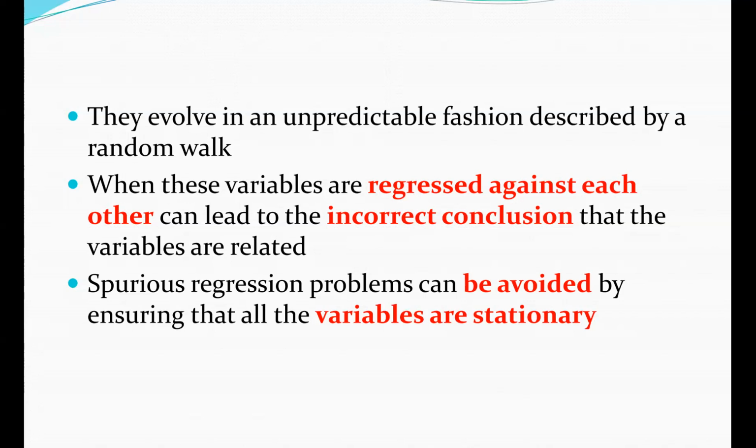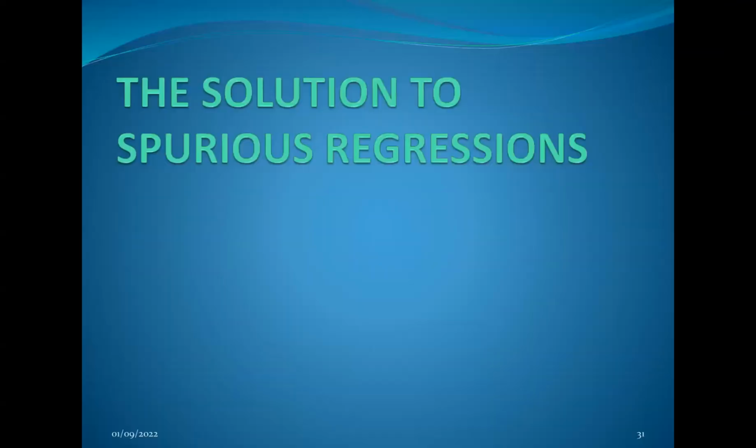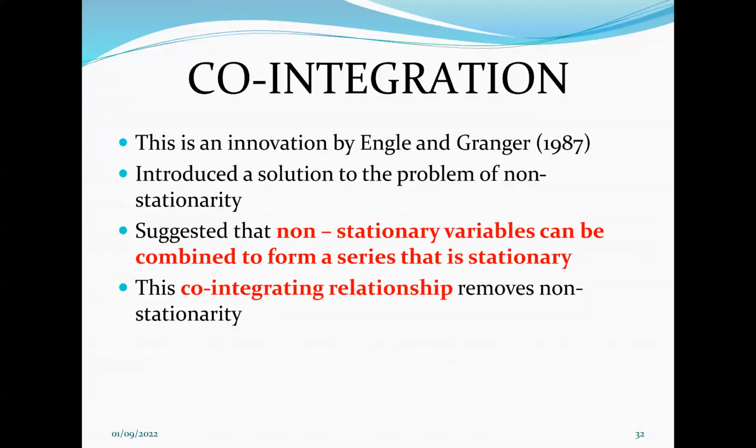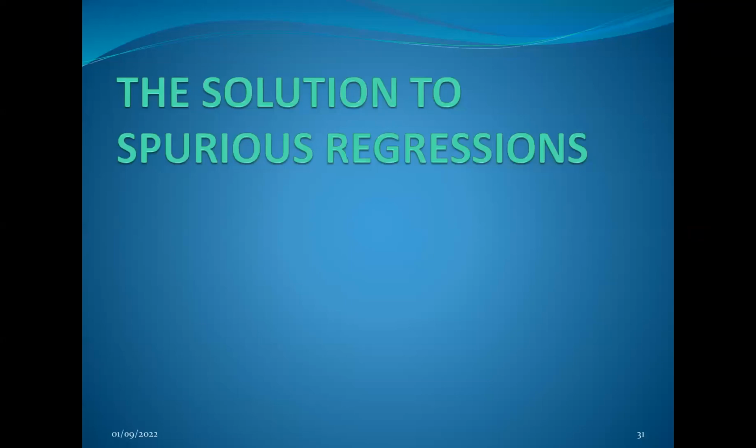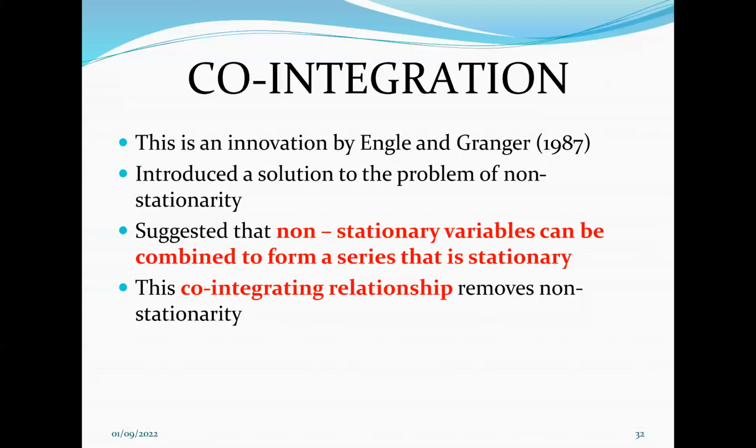The spurious regression problem can be avoided by ensuring that all the variables are stationary. So firstly, the data have to be stationary. What could be the solution to spurious regression, or nonsense regression? Make sure that the data is stationary.